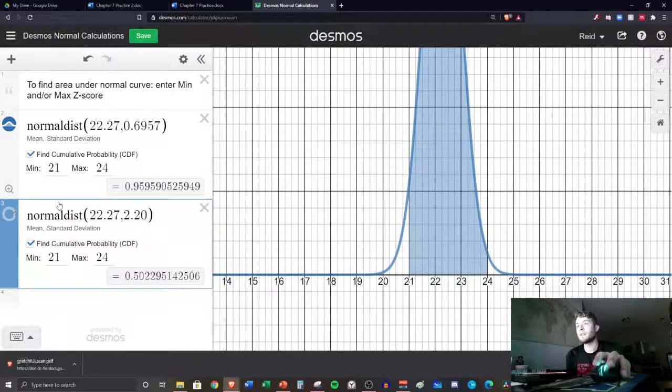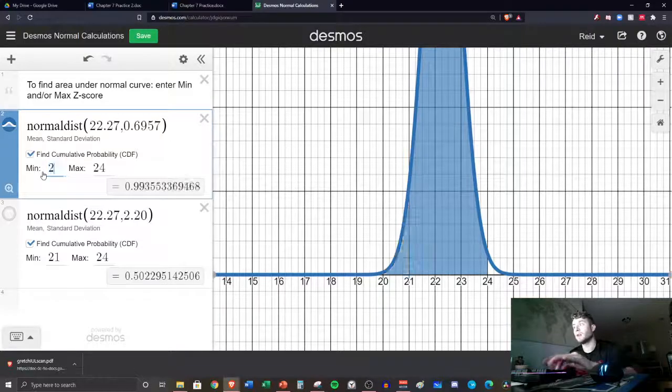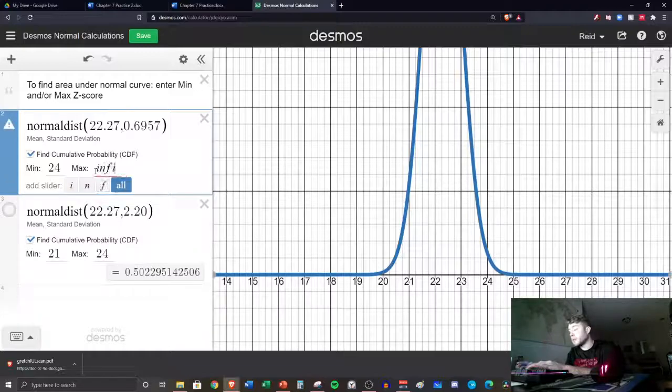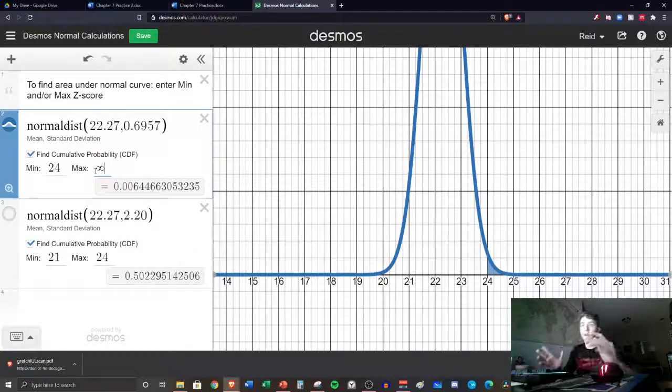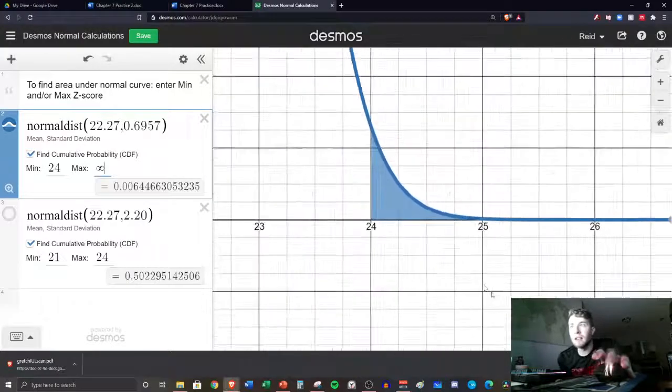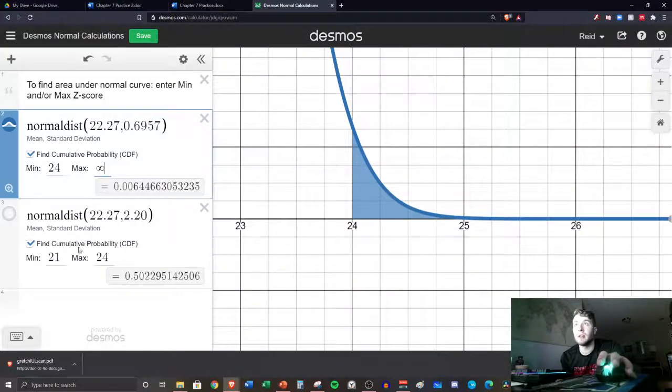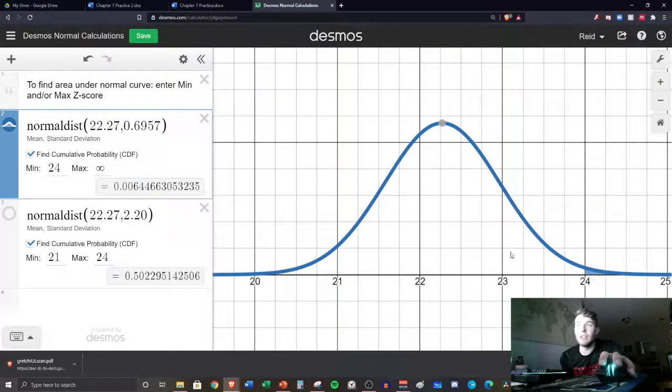Let me hide this for a second, and we're going to change this to 24. And how you get infinity on here, if you're going to use this to help you with some problems, you type the word infinity, and it'll give it to you. And look at that. A small portion of this graph, because of the small amount of deviation, is going to be shaded. That's a tiny amount. Look at that. It's 0.6%, right?